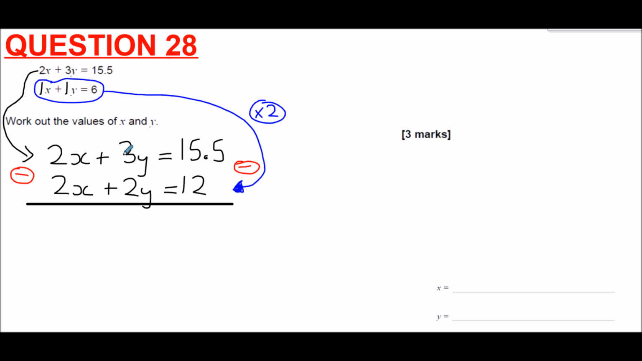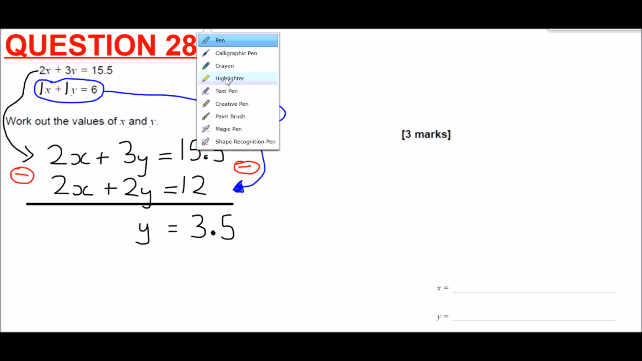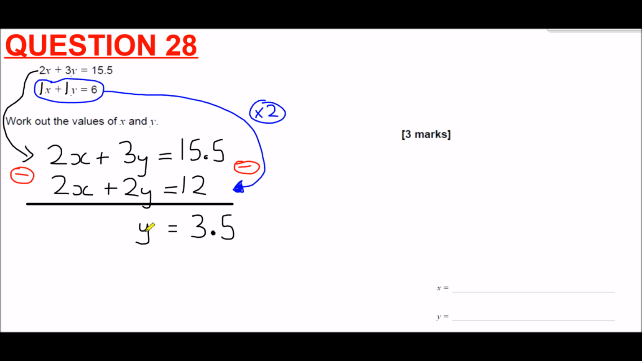Moving on to the y's. At the top we have 3y. If we take away these 2 y's, that will leave us with just 1 y. And do the same with the numbers at the end. 15.5 take away 12 would leave us with 3.5. So by eliminating x, we've managed to isolate y on its own, and we've come to the conclusion that y must be 3.5, which is great, because now that's our way in to finding out what x is as well. So y equals 3.5. May as well put that one down.